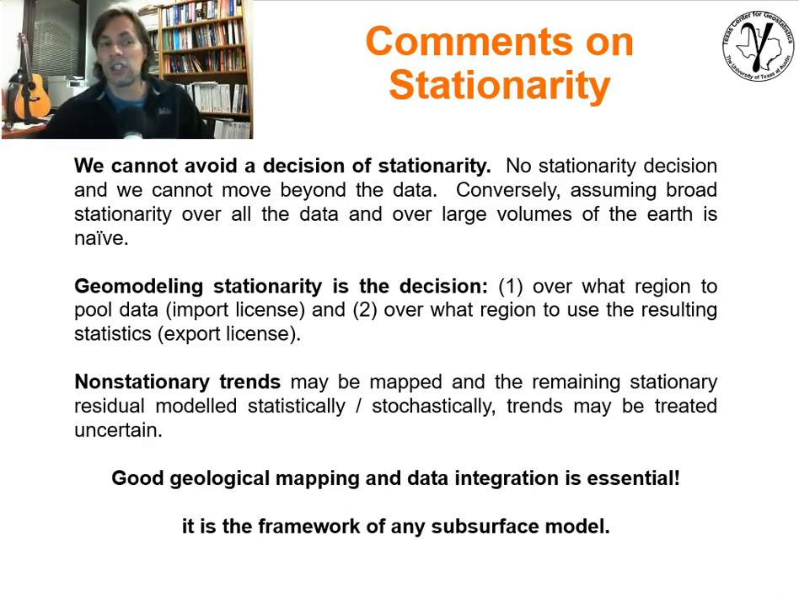Once again, geomodeling stationarity is a decision over what region you're going to collect data together, your import license, and what region you will then use the resulting statistics from your data, that's your export license. Now, don't be fearful, because the world doesn't have to be stationary. We can find non-stationarities, things that are variant over space, and like the dashed line in that one-dimensional example, we can map that, we can model that, we can use secondary information from seismic, we can use all kinds of things to help us. We can map it, put that into our model, and then work with a stationary residual with our statistical and stochastic approaches, as we will talk about later.